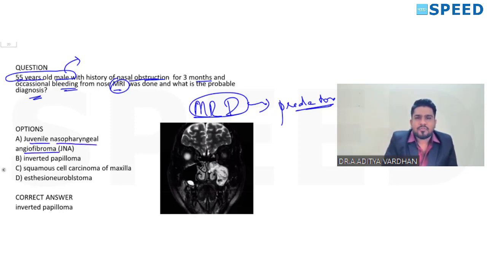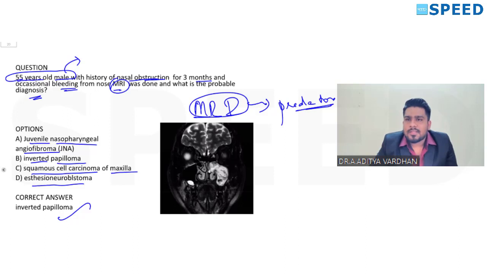Juvenile nasopharyngeal angiofibroma: the patient has a mass inside. Then inverted papilloma, squamous cell carcinoma of maxilla, esthesioneuroblastoma, which is the tumor arising from the cribriform plate of the ethmoid bone. So the correct answer for this MCQ is inverted papilloma if they have given you a 55-year-old male. Okay, so what is the pathology, sir?